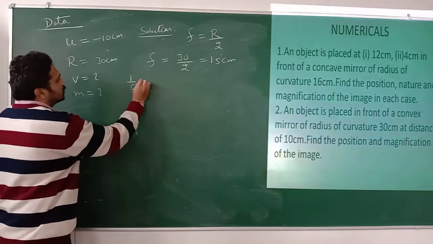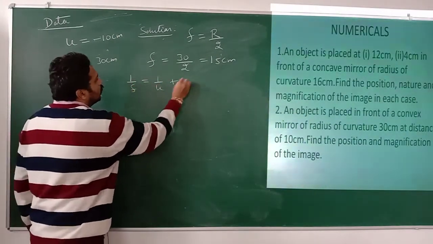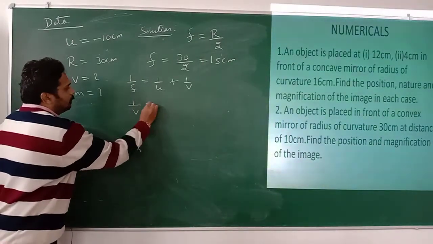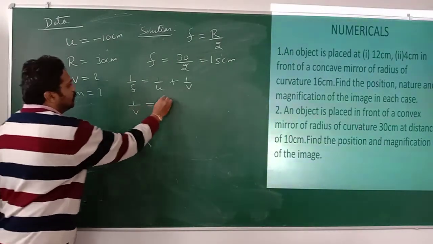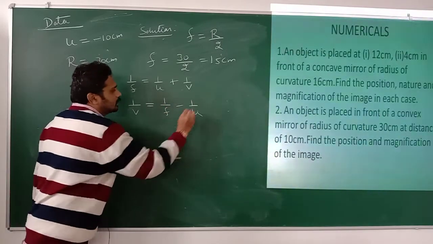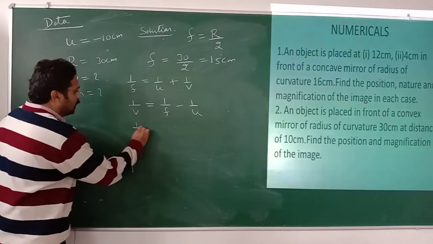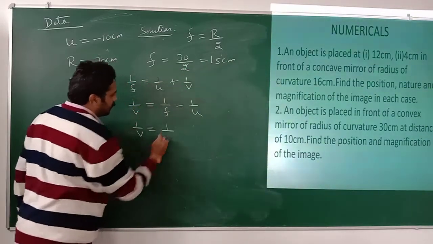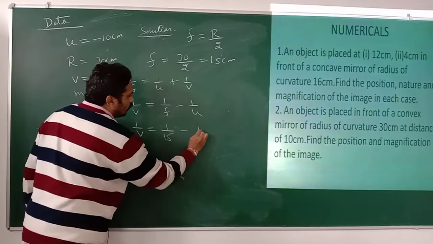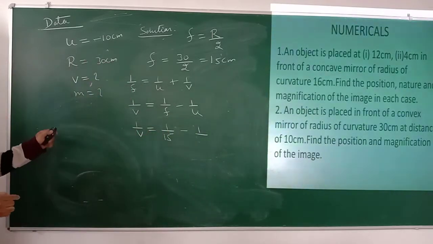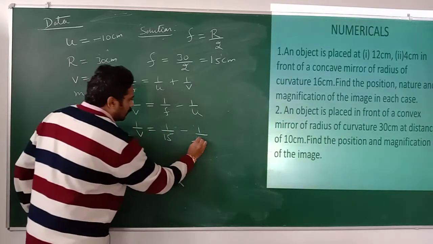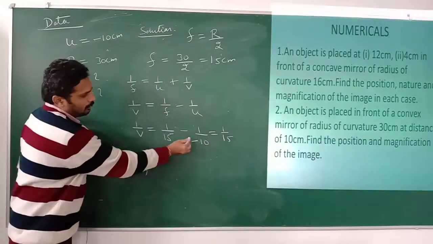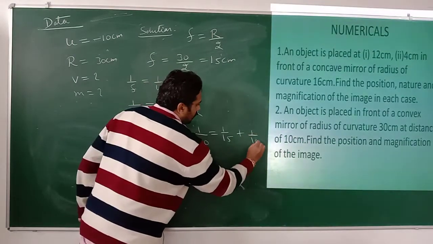Now the mirror equation, 1 by F is equal to 1 by U plus 1 by V. Rearranging the terms, 1 by V is equal to 1 by F minus 1 by U. Now F is 15 centimeter, and U is minus 10. So it is 1 by 15, minus minus is positive, 1 by 10.